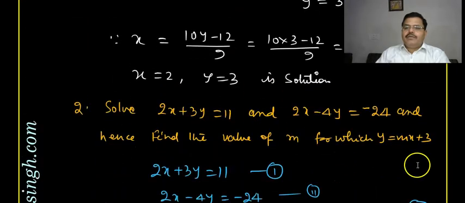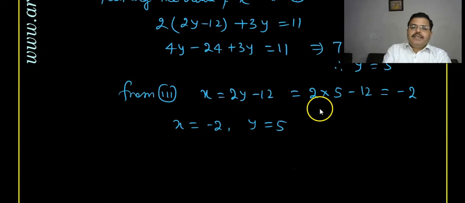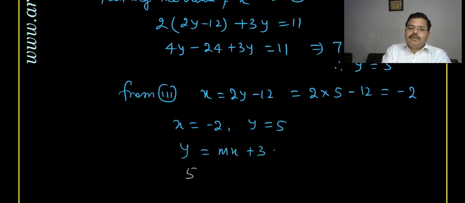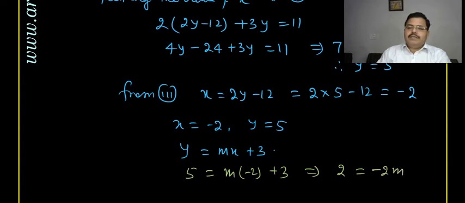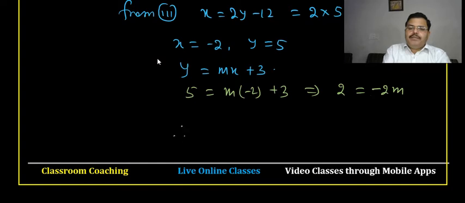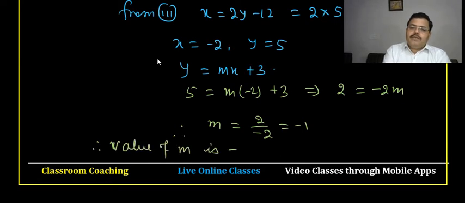Now we have to find the value of m in y is equal to mx plus 3. Putting the value of y as 5 there, and m we don't know, that we have to calculate, and x is minus 2, plus 3. So this 3 will come this side, it will be negative. So 2 is equal to minus 2m, and hence if you want to find m, therefore m is equal to 2 upon minus 2, that is minus 1. So the value of m is minus 1. This is the answer.